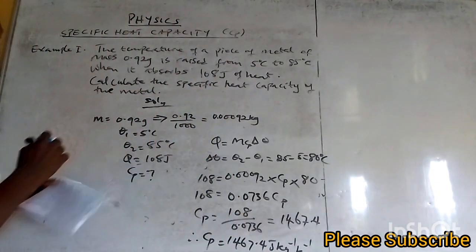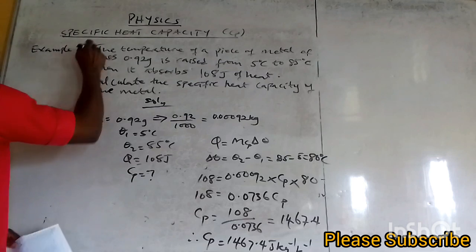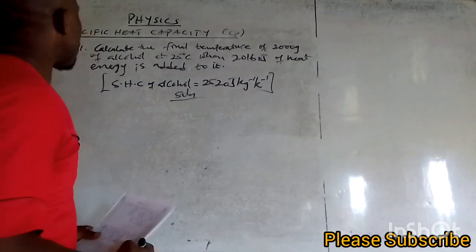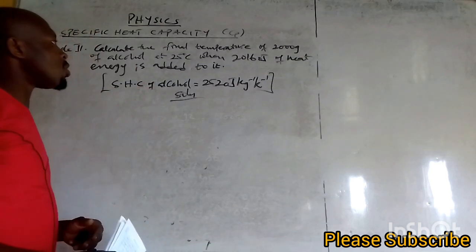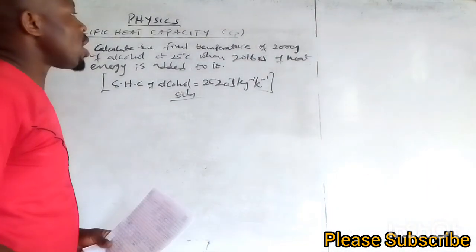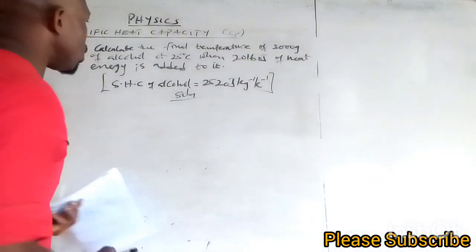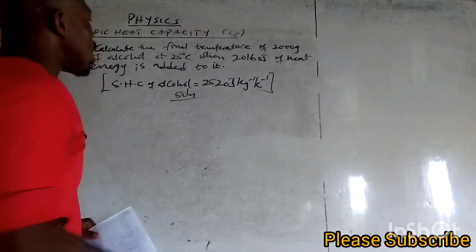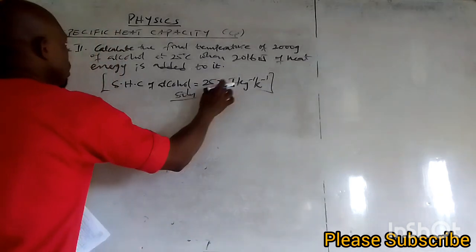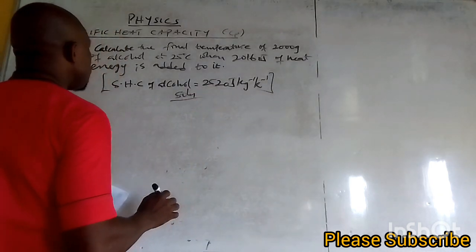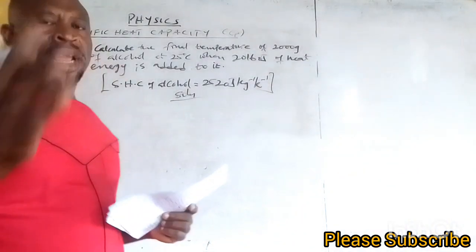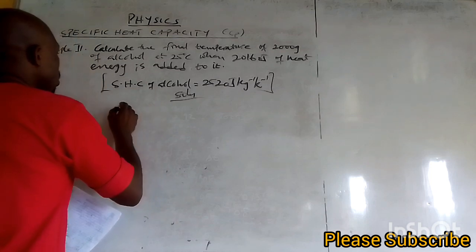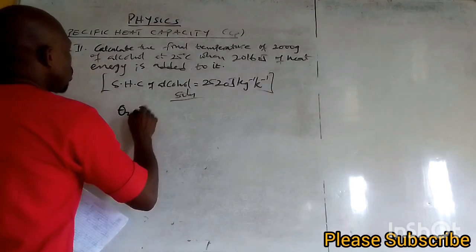Okay, we take the second example. Example 2. Calculate the final temperature of 2000 grams of alcohol at 25 degrees Celsius when 20,160 joules of heat energy is added to it. Solution. And of course, the specific heat capacity of alcohol is given to us as 2,520 joules per kg per Kelvin. Okay. As usual, bring out the parameters given. Calculate the final temperature. That means theta 2 is what we are looking for.